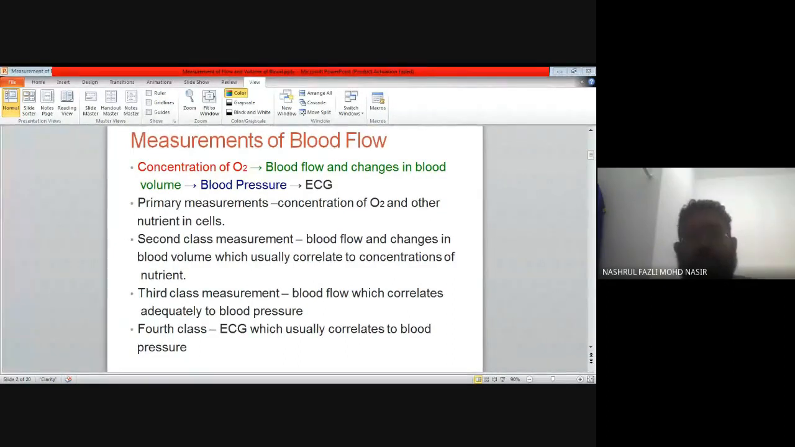The blood, what we call, to know the relation between the blood flow and the blood pressure, and also the relation between the ECG and the blood pressure. So far so good, I hope.